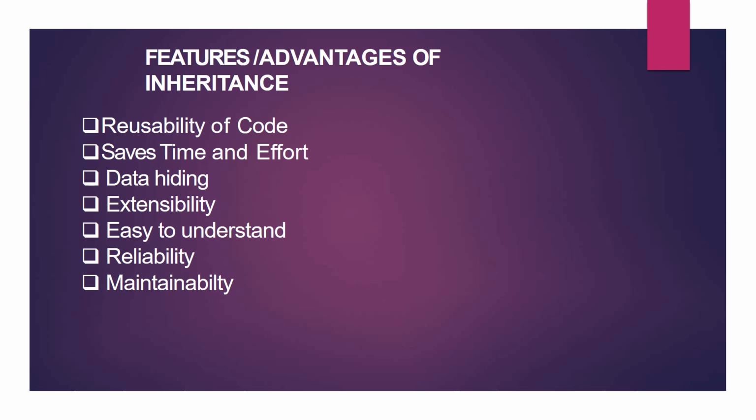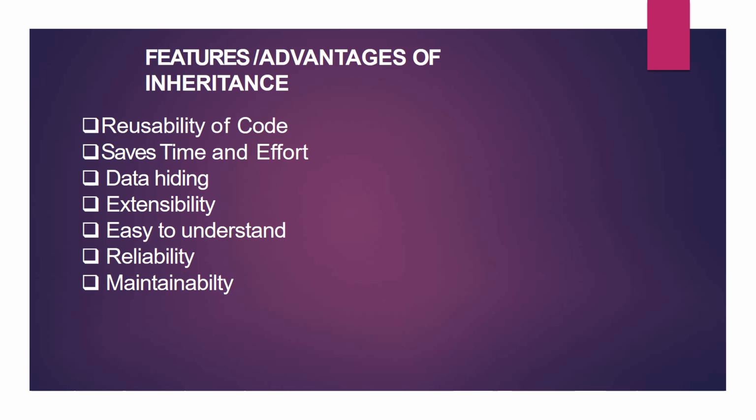The third one is data hiding. The base class can decide to keep some data private so that it cannot be altered by the derived class. That we call data hiding. Extendability: what is extendability? The base class logic can be extended as per the business logic of the derived class. That is extendability.